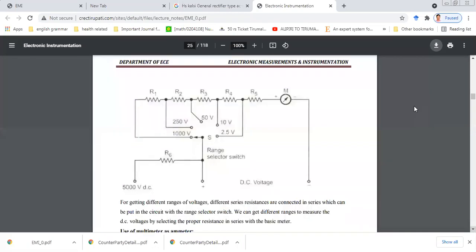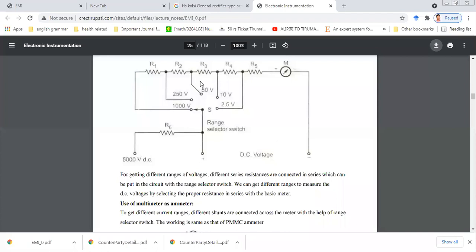Here, the same as we use in a multi-range DC voltmeter, we connect it inside the multimeter. For getting different ranges of voltages, different series resistances are connected in series, which can be put in the circuit with the range selector. This is the range selector switch.